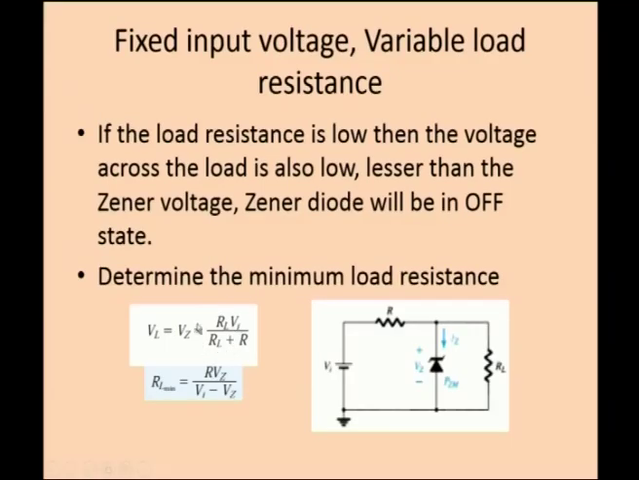Again, by using the potential divider rule, we know that VL, otherwise VZ, is equal to RL into VI divided by R plus RL, that is the total resistance. From this you can calculate the minimum load resistance as R VZ by VI minus VZ. This is the minimum value of the load resistance above which we can set the load resistance so that the diode will be in on state.